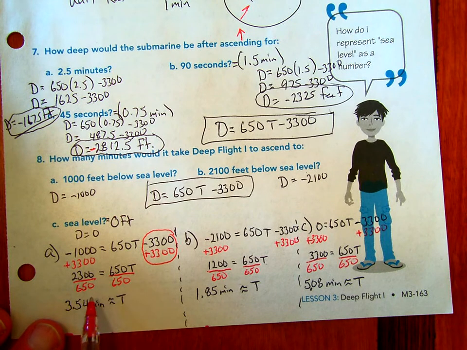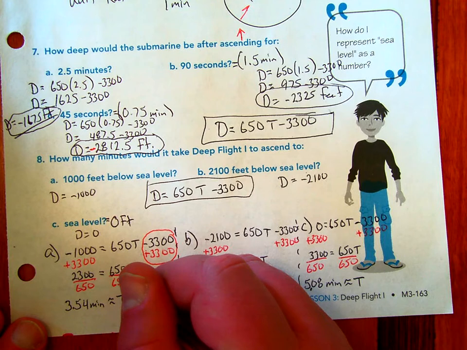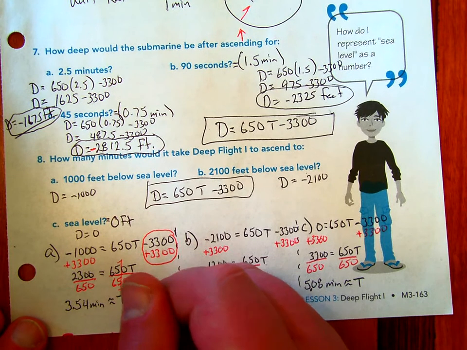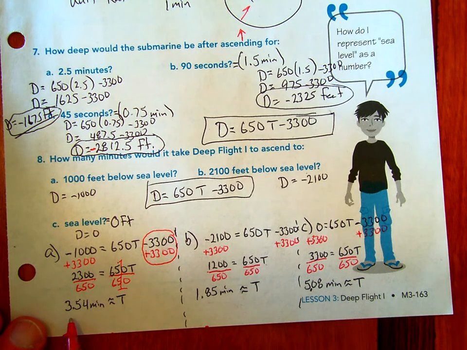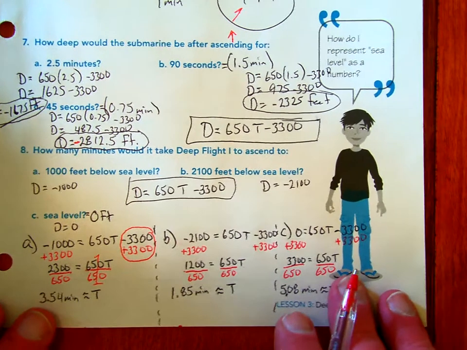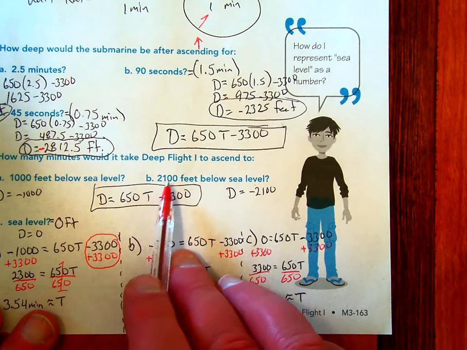Divide both sides by 650, division property of equality. 650 divided by 650 is a fancy 1. 1t is approximately 3.54 minutes. And I used my calculator. Letter B, 2,100 feet below.